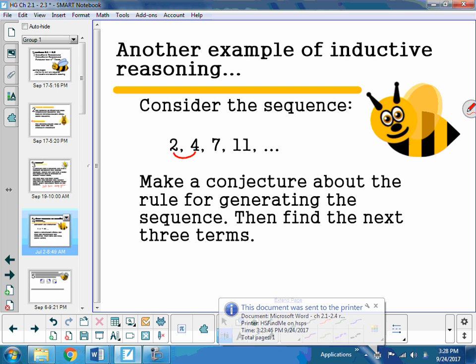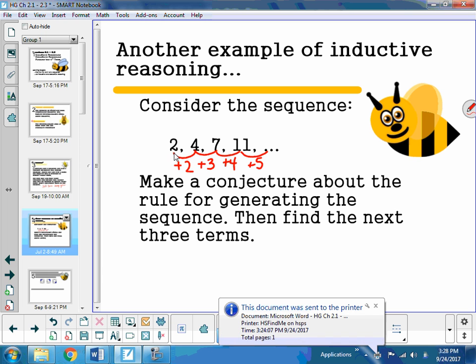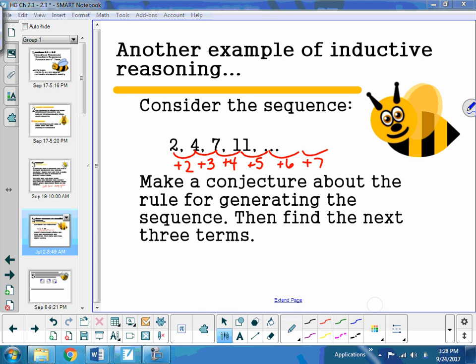Let's take a look at this. It goes from 2 to 4. Well, that's an increase of 2. From 4 to 7, that's an increase of 3. And then we're going to increase by 4. So we can see our pattern here. We're going to increase by 5, and then we'll increase by 6, and then we'll increase by 7. So that we understand what's happening here, now we can actually apply that pattern.